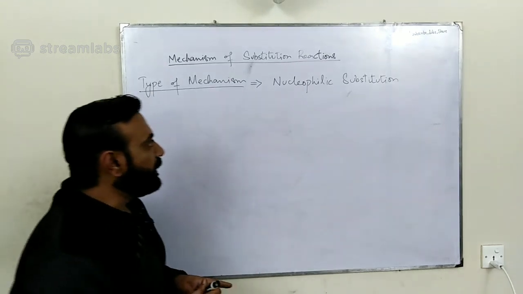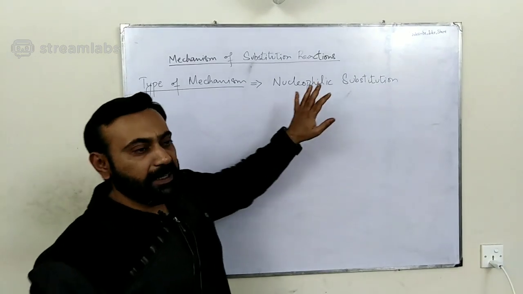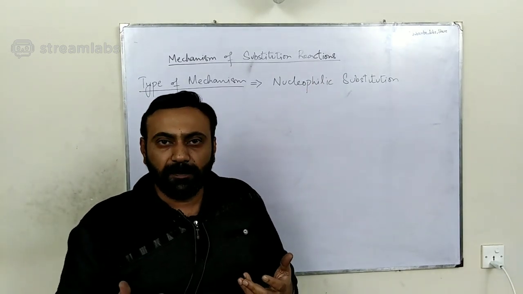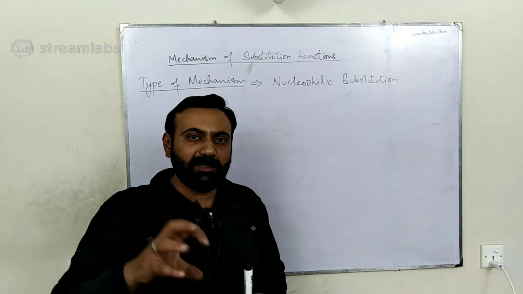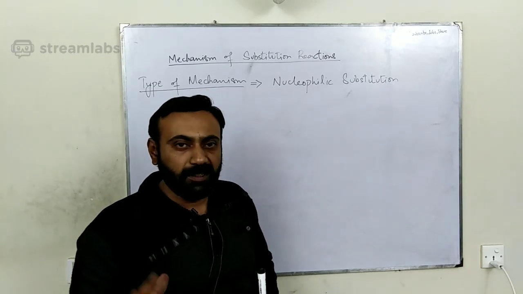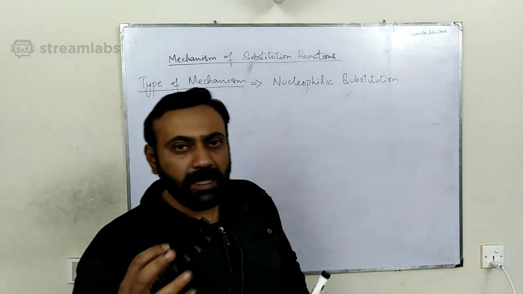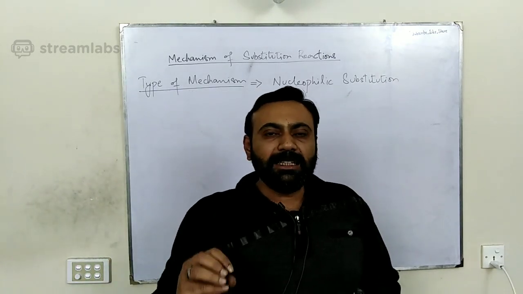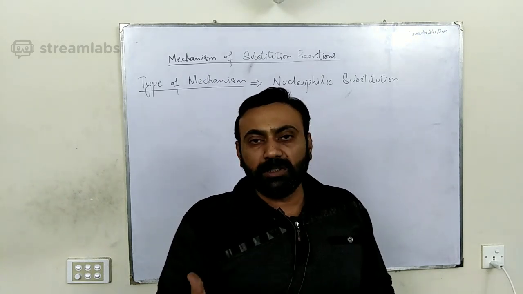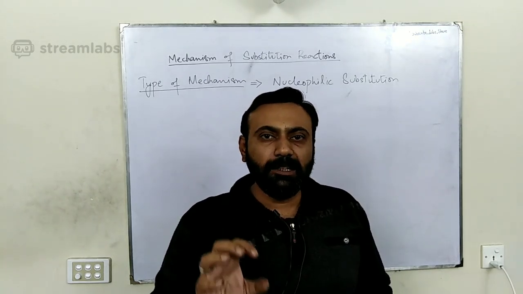I'll repeat that again. A nucleophile is a nucleus loving species. Now the nucleus basically has a positive charge because it contains protons and neutrons. Neutrons are neutral, protons have a positive charge. That means any species which has an attraction towards positive charge is called a nucleophile.